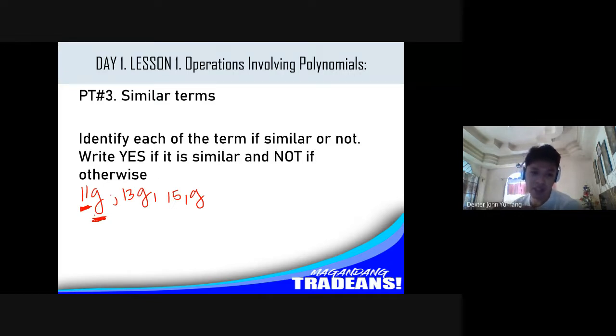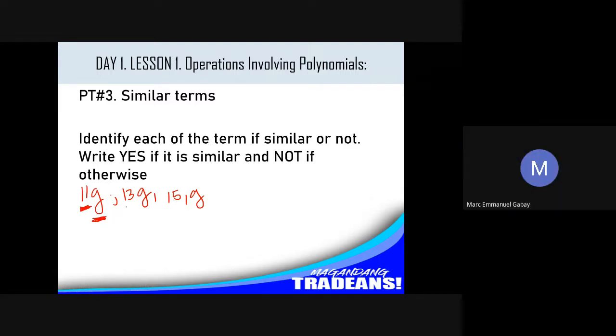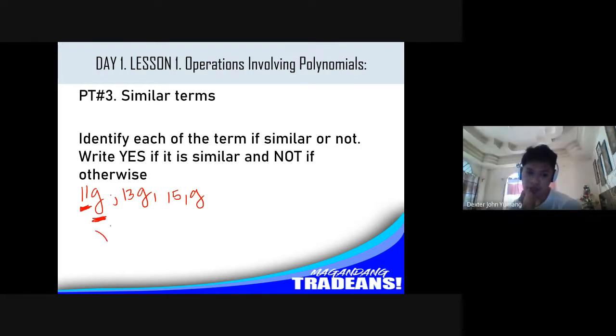Ibig sabihin letters siya. In this case, ano po yung mga numerical coefficient na nakalagay? Ano po yung mga numbers na nakalagay sa tatlong bibigay ko na example? Odd numbers sila. Yes, they are all odd numbers. And in particular, they are 11, 13, and 15. So these are the numbers. Now, next question. Ano po yung mga literal coefficient or yung mga letters na binigay ko? Are they all the same? Yes or no? Yes po. And yes, that is correct. So they are all the same.